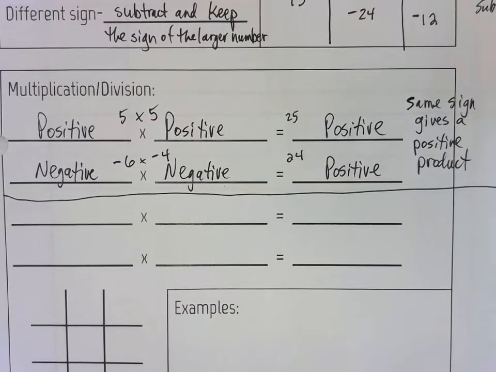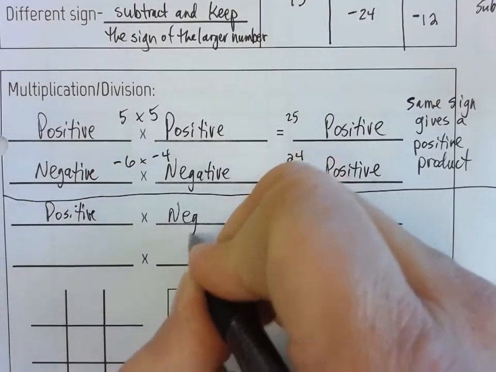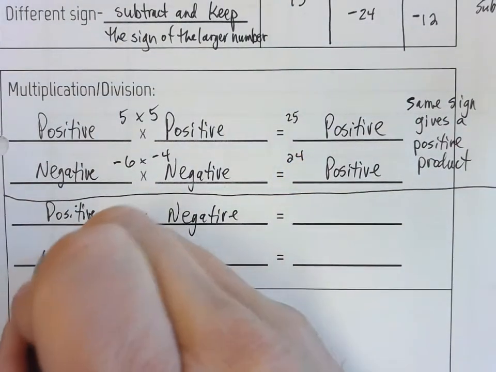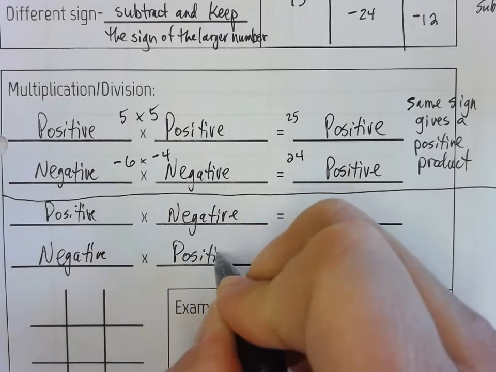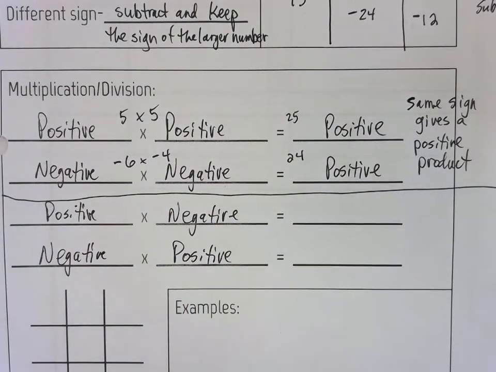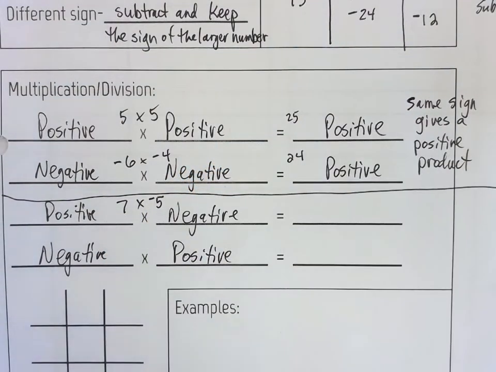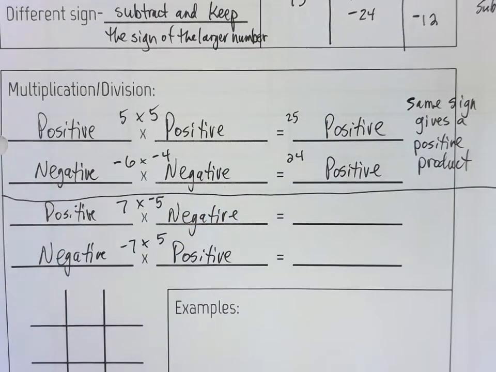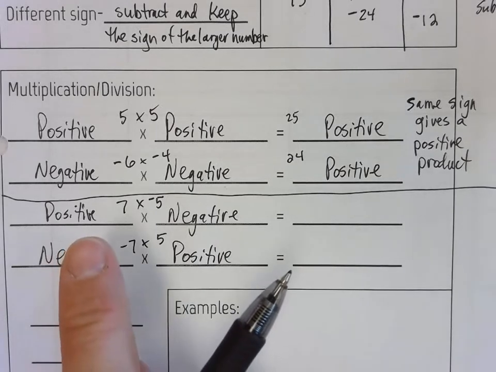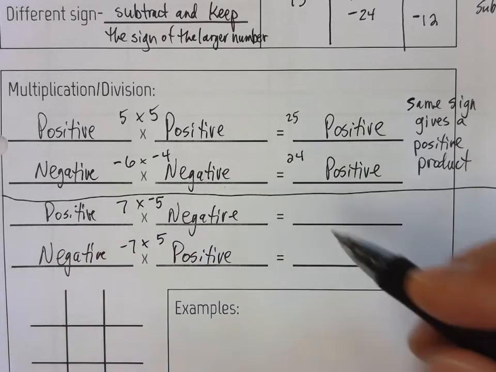Okay? Now let's go down here where we might have some mixed signs or different signs. So a positive times a negative, or it could come the other way around, a negative times a positive. All right, let's do this problem. Let's say we've got positive 7 times negative 5, or we could have negative 7 times positive 5. All right, doesn't matter whether the positive comes first or the negative comes second. Is that going to change our product? And the answer to that is no.